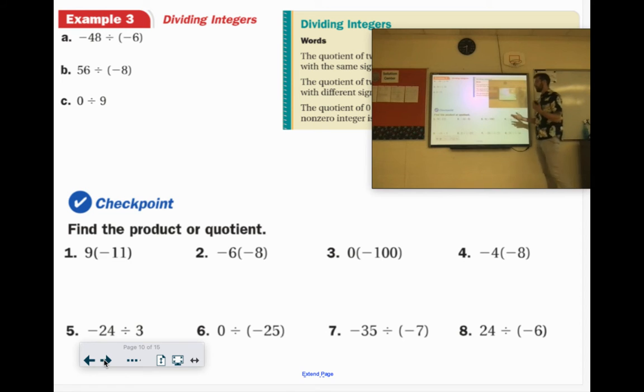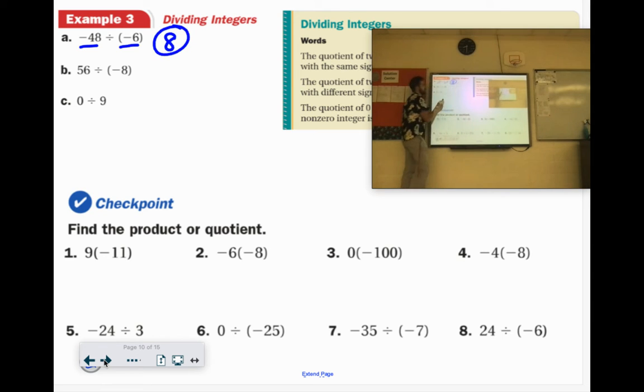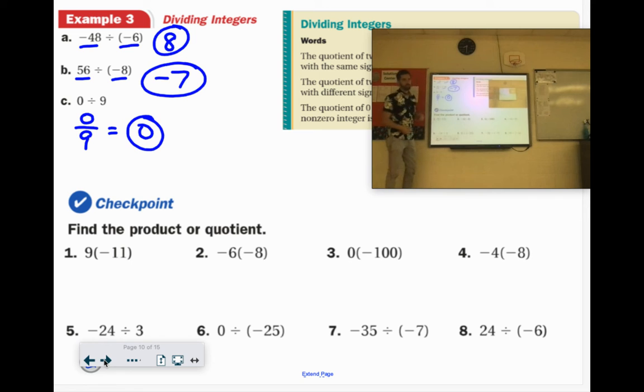All right, same thing with division. If it's the same sign, it comes out positive. If they're different signs, it comes out negative. So these are both negative. Negative divided by negative will result positive. 48 divided by 6 is 8. Positive divided by negative is going to give us negative. 56 divided by 8 is 7, so negative 7. If you have 0 divided by anything, it's just going to come out to 0. And yeah, that looks like another eyeball.